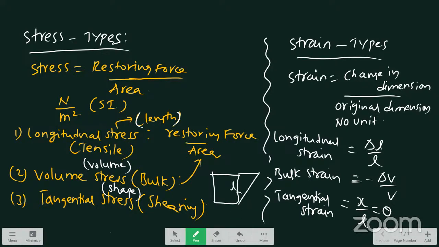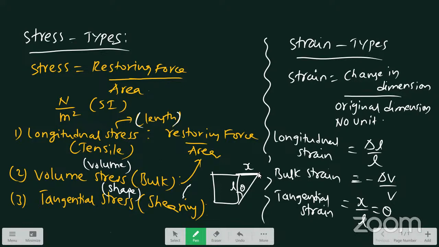This is the original dimension, length. This is the changed place. We write X. Tan theta equals, in a right angle triangle, opposite side by adjacent side. That one only we wrote. Relative displacement in between layers. What is the relative displacement in between layers?